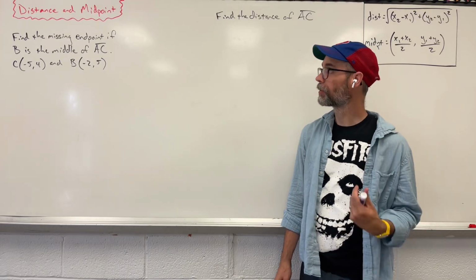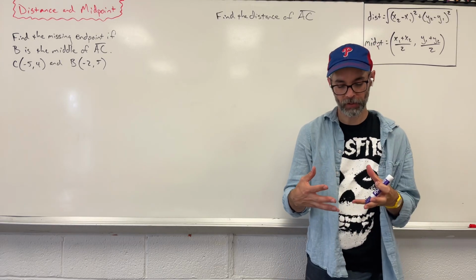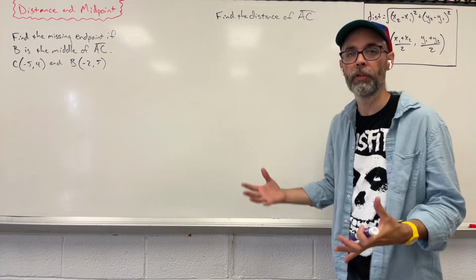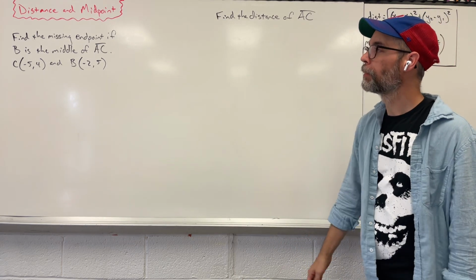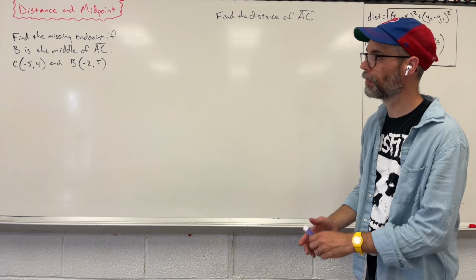Today we're going to take a look at the distance and midpoint formulas, this time when we have missing terms and missing coordinates in there. So we have our first problem. Find the missing endpoint if B is in the middle of AC.